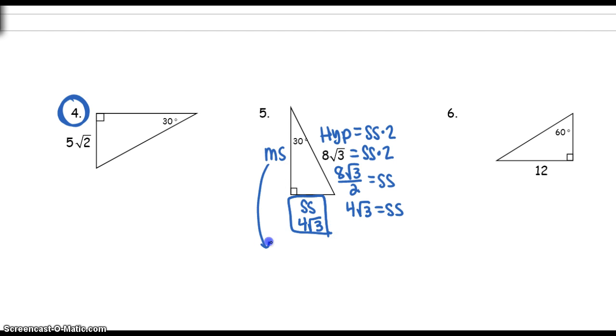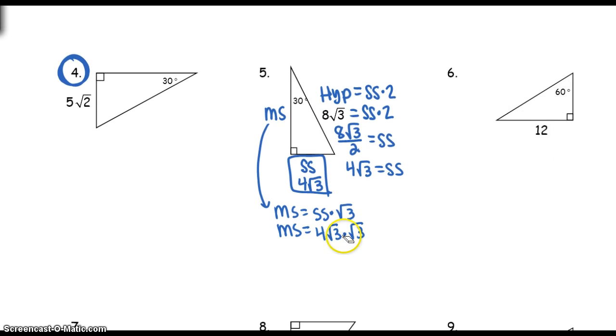Now we know that the medium side is the short side times root 3. What's our short side? We just found it. So medium side is 4 root 3 times root 3. And then check this out. These are both innies, so we can multiply them together. So the medium side is 4 root 9. And if we take the square root of 9, we get 3. So the medium side equals 4 times 3. And then we know 4 times 3 is 12.